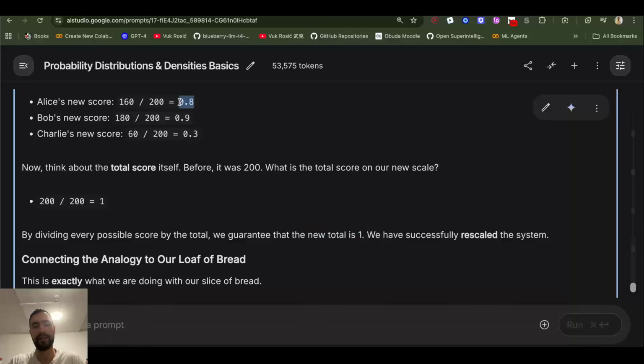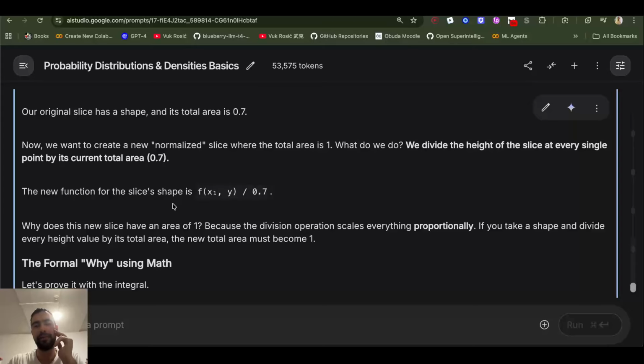So this is 80% of the total, 90% of the total, 30% of the total. It's a little bit unintuitive, but with time, it will settle in. So that's how we make the area equal to 1. Every point on the function, that means the entire function, divided by the total area, will give a new total area equal to 1. So the area under this whole function will now be 1.